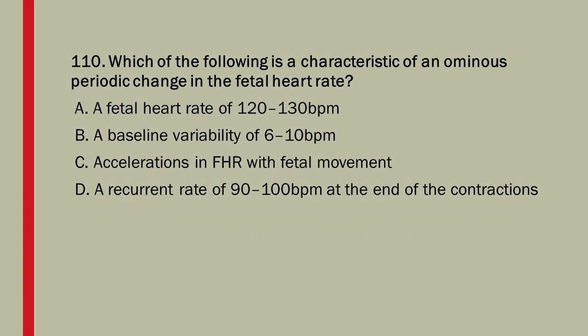110. Which of the following is a characteristic of an ominous periodic change in the fetal heart rate? A. A fetal heart rate of 120-130 bpm. B. A baseline variability of 6-10 bpm. C. Decelerations in FHR with fetal movement. D. A recurrent rate of 90-100 bpm at the end of the contractions.